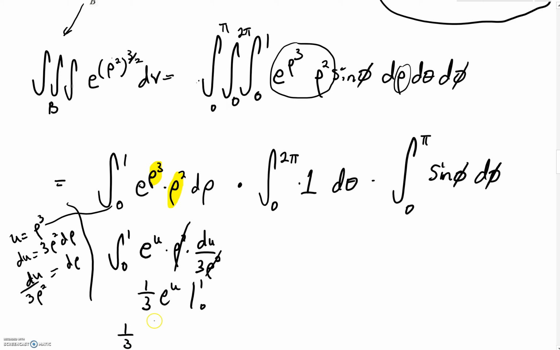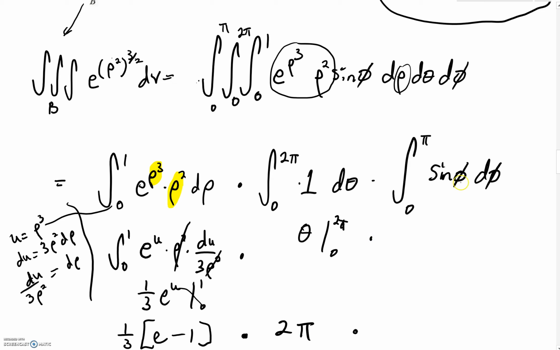Well, you'd get e to the 1, which is just an e, minus e to the 0, which is just a 1. And you'd say, well, hey, there I go. I've got that working out rather nicely. How about d theta right here? We'd have theta evaluated between 2 pi and 0. I think you could see it's 2 pi minus 0, which is just going to be a 2 pi.